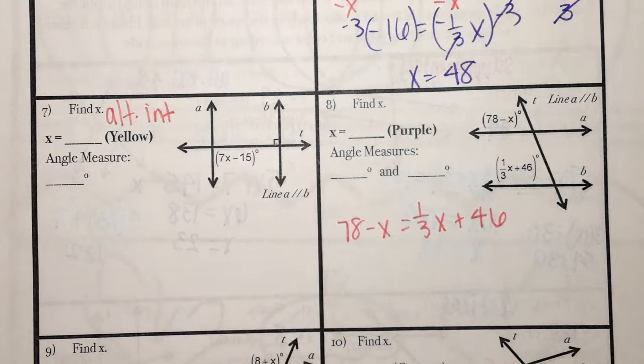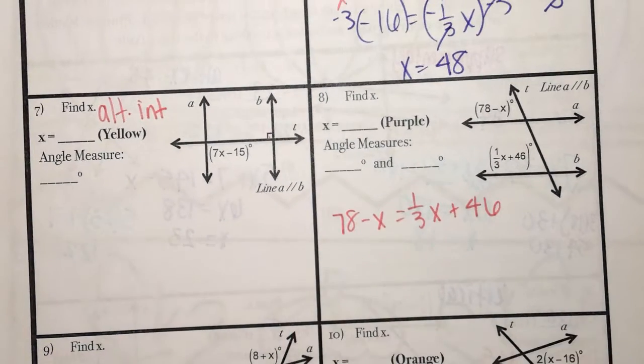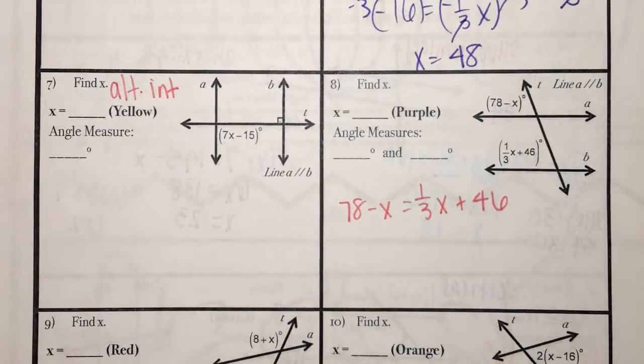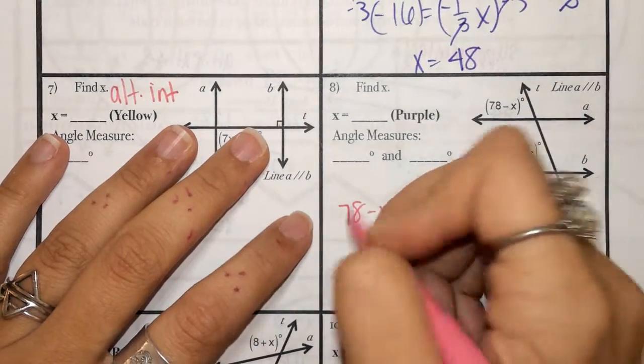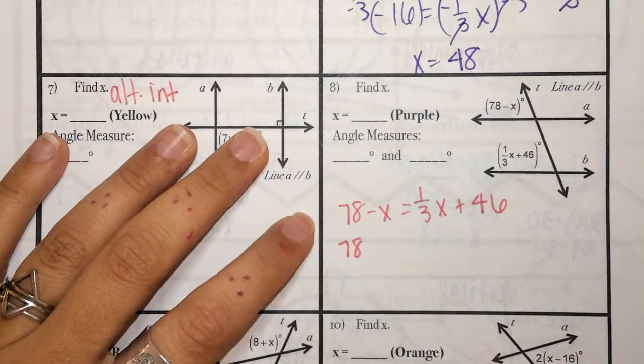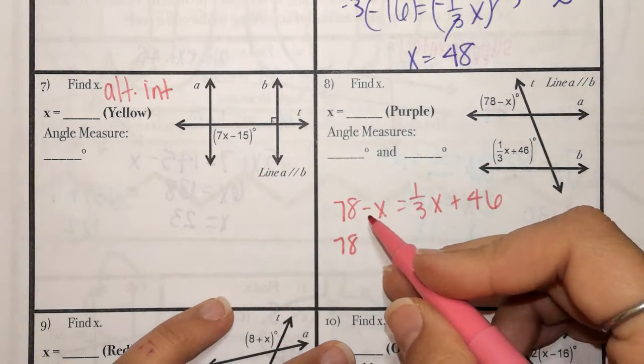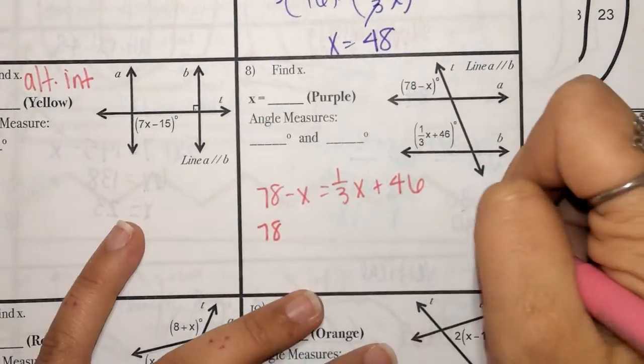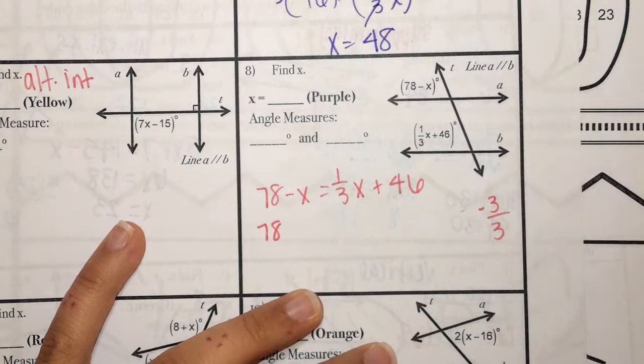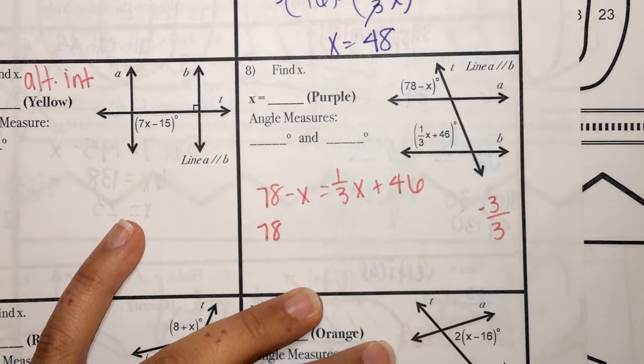You can do it 2 ways. You can multiply everything by 3 and get rid of that fraction, or you can just subtract 1/3 and move it over here. Okay, so let's pretend for a moment that we're not afraid of fractions. If we're not afraid of fractions, we're going to subtract that 1/3. And if we convert -1 to a fraction so that we have common denominators, that would be -3 divided by 3, correct? That's the same thing as -1.